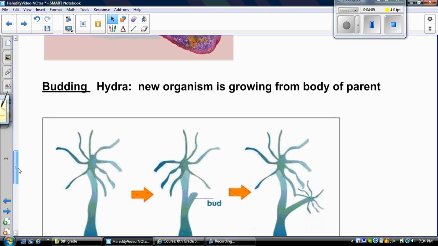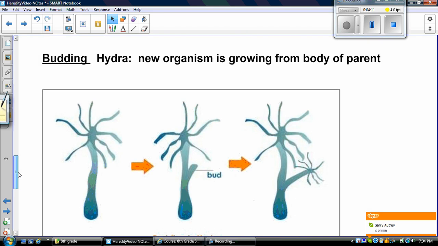Another type of asexual reproduction is budding. Okay, a hydra will reproduce by budding. Pretty much a new organism is growing from the body of the parent. So here's the hydra. This bud is the new organism that's going to grow from the parent, and it's going to be identical to the parent as well. So that's an example of budding.